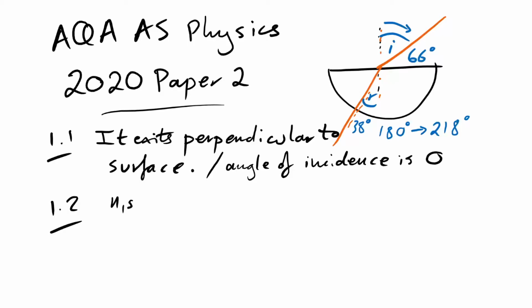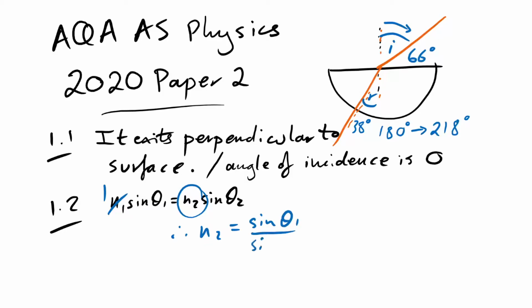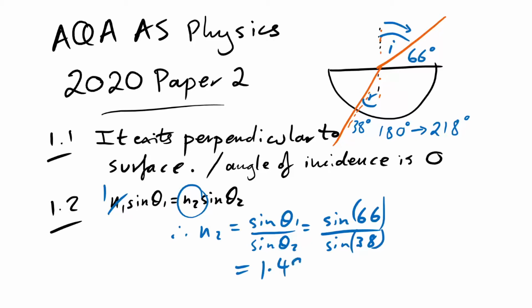Let's get Snell's law. N1 sine theta 1 equals N2 sine theta 2. I always say start off with Snell's law, even if there's another version of it available. I always like starting with it because it helps you avoid any mistakes. So of course N1 is just going to be 1, so that just disappears because it's going into the block, so the refractive index of air is 1. We're looking for N2, therefore N2 is going to be equal to sine theta 1 over sine theta 2. And so that's sine of 66 degrees over the sine of 38 degrees. And you end up with, well, let's go to 3 sig figs, 1.48.